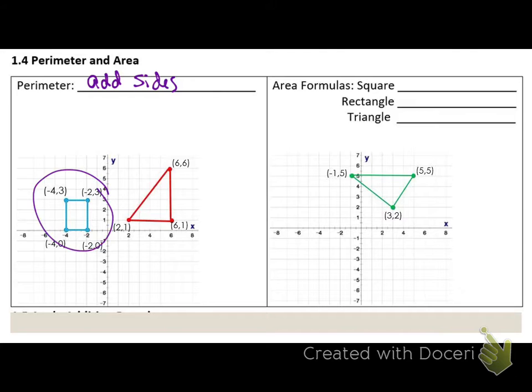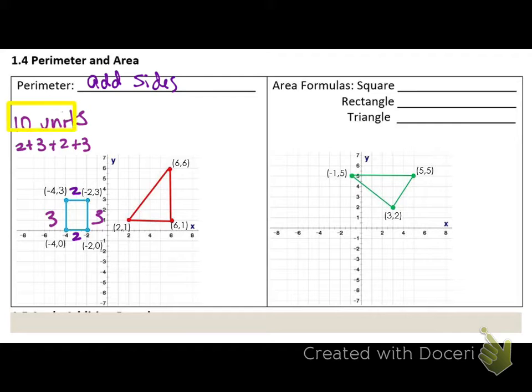So, we're going to do this rectangle first. What is the length of the top and the bottom? The top and the bottom is 2 and 2. And then the length of the sides, 3 and 3. So then we would add 2 plus 3 plus 2 plus 3, which makes 10 units. So perimeter is always in units because it's a length. So you'd say 10 feet, 10 yards, something.